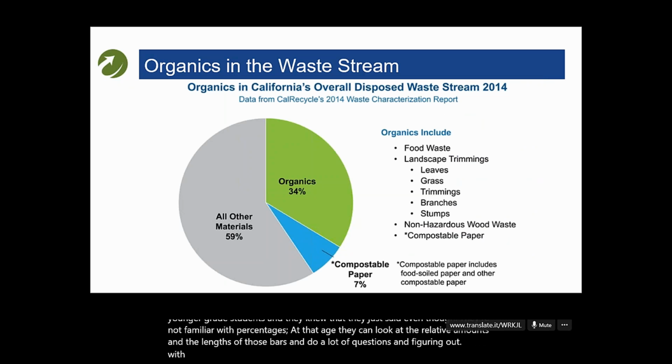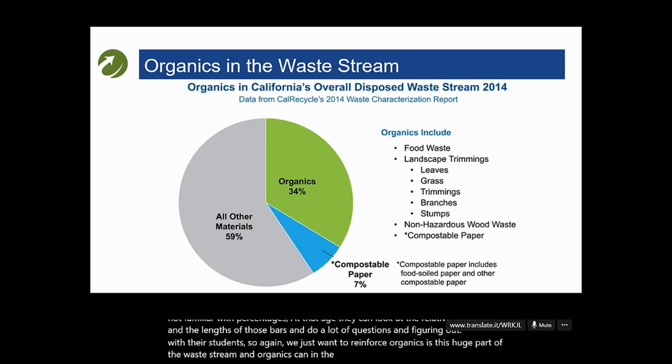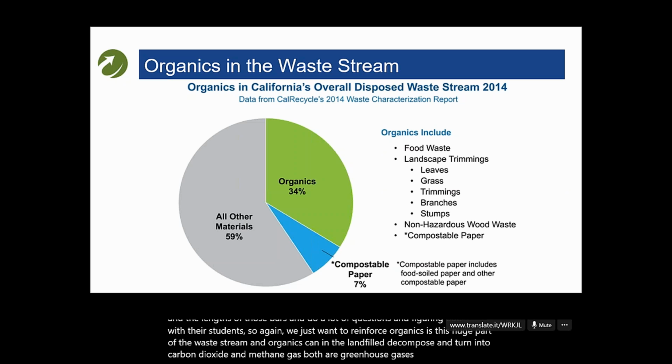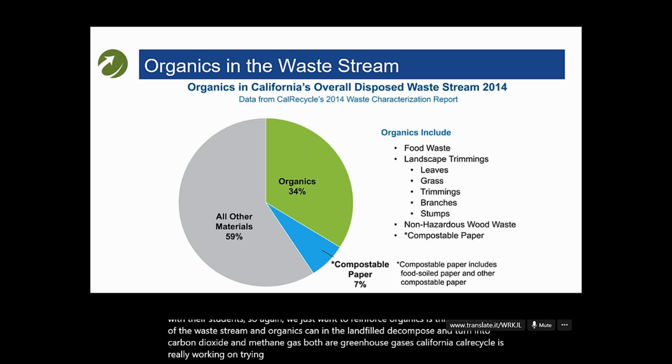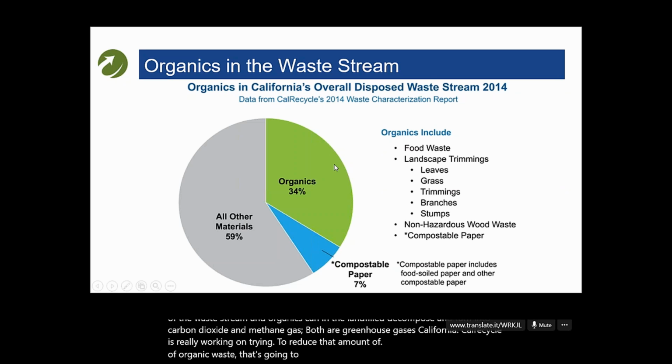Okay, so again, we just want to reinforce that organics is a huge part of the waste stream, and organics can, in the landfill, decompose and turn into carbon dioxide and methane gas. Both are greenhouse gases. California, CalRecycle is really working on trying to reduce that amount of organic waste going to landfill. So what are some things that can be done?